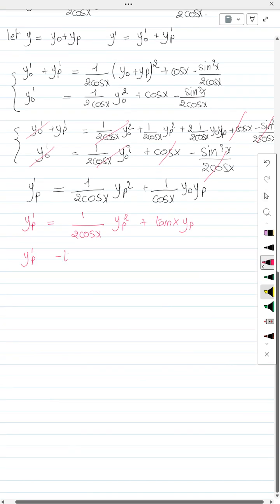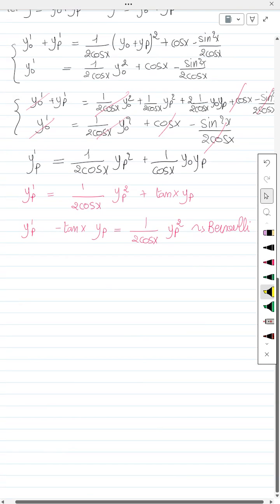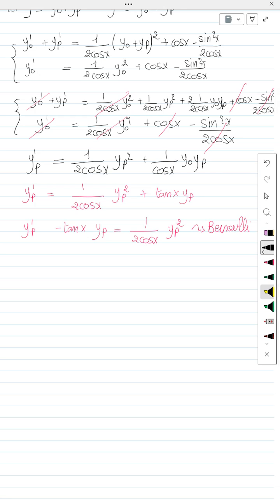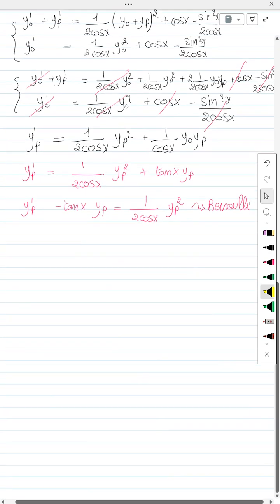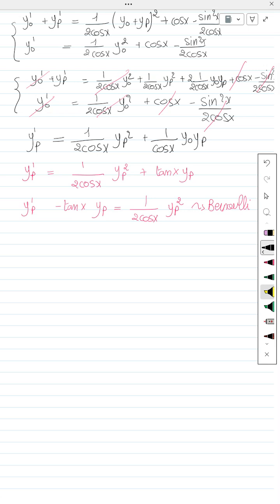Let me rewrite it: yp prime minus tangent x yp is going to be equal to 1 over 2 cosine x yp squared. As you can see, this is a Bernoulli differential equation, and we know how to solve a Bernoulli differential equation. Let's solve it. So what we need to do first is divide by yp squared.